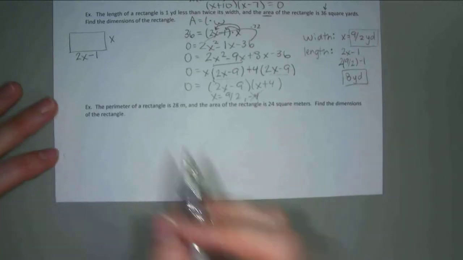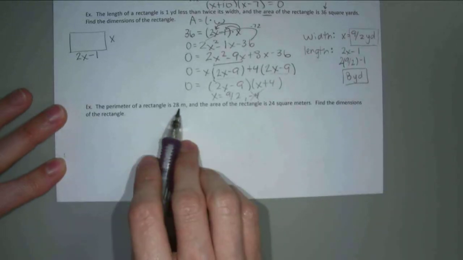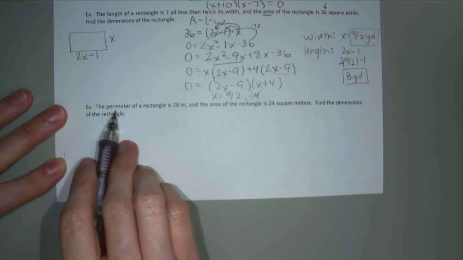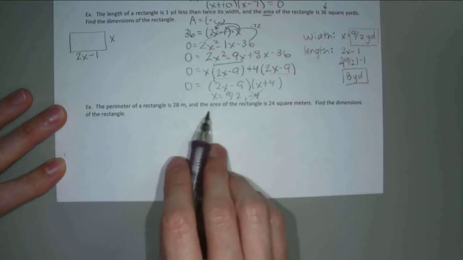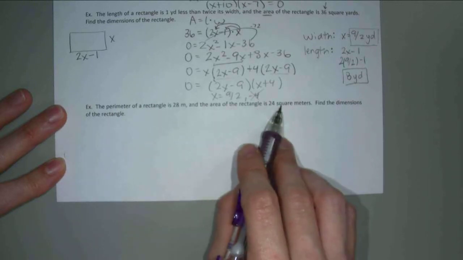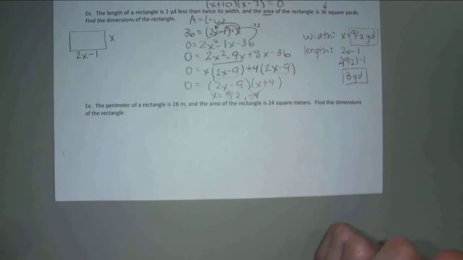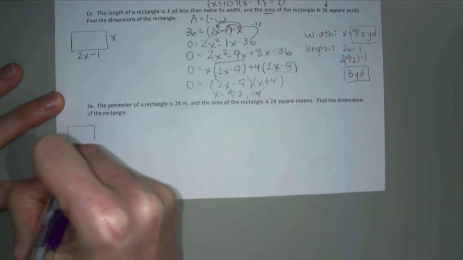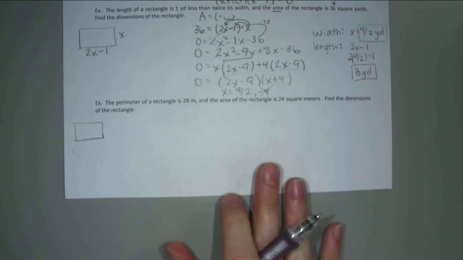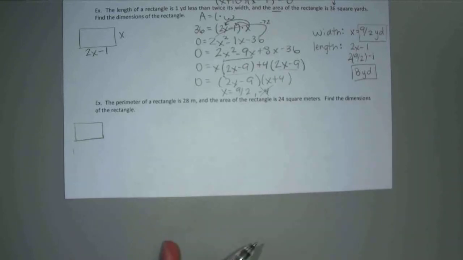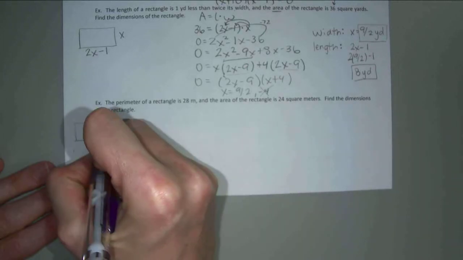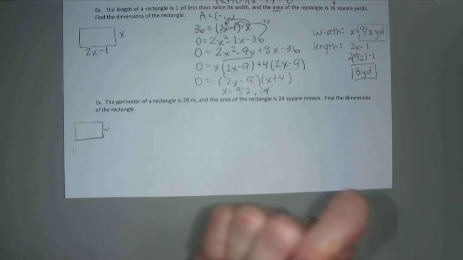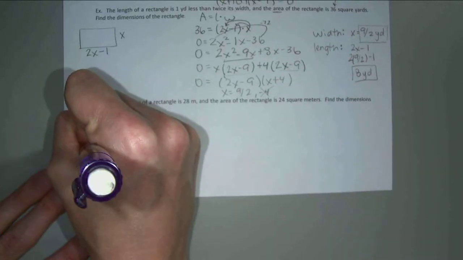All right. The perimeter of a rectangle is 28 meters. Remember, perimeter is just adding all the sides. And the area of the rectangle is 24 square meters. The area is length times width. Find the dimensions. So over here, I'm going to draw my little rectangle again. This one I am going to use W and L just because you'll see why in a second. My width is usually shorter, so I'll put a W there. And then my L is my length.